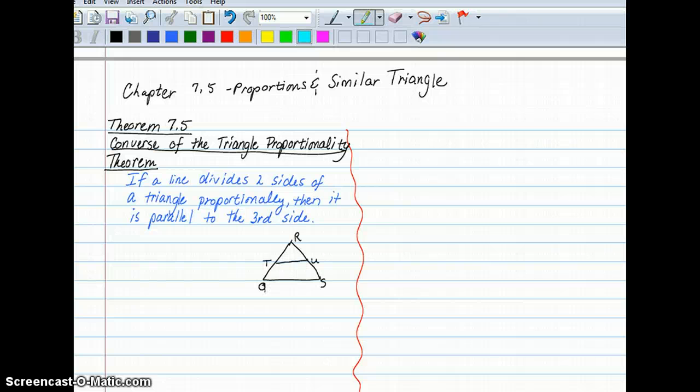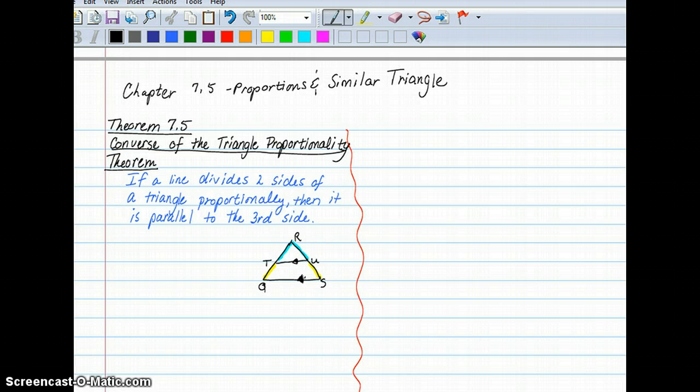Okay, here we have triangle QRS, and you have a line, TU, dividing both sides of the triangle. So what they're saying is that if this TR is proportional to this RU, and this TQ is proportional to this US, then these lines TU and QS will be parallel to one another.